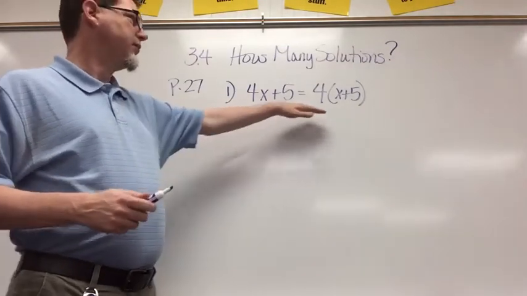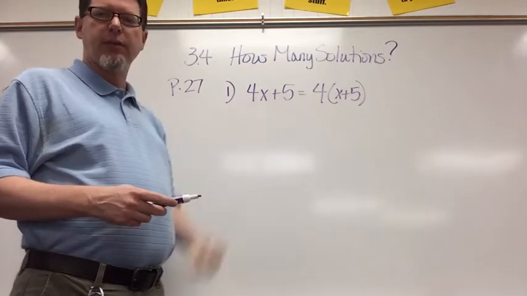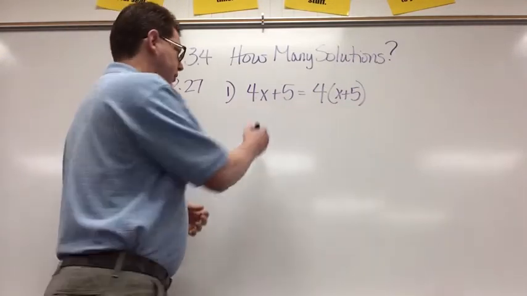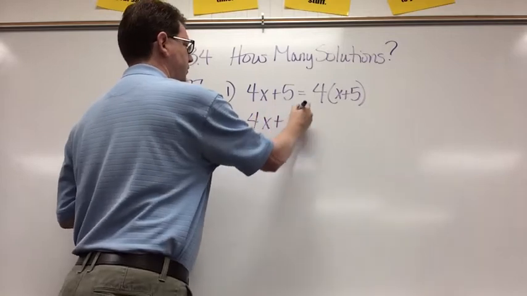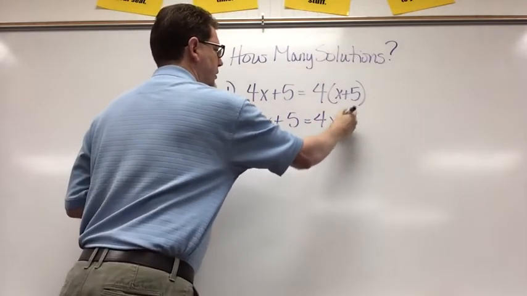We have 4x plus 5 equals 4 times the quantity of x plus 5. So the first thing that we do is distribute. So I have 4x plus 5 equals 4x plus 20.